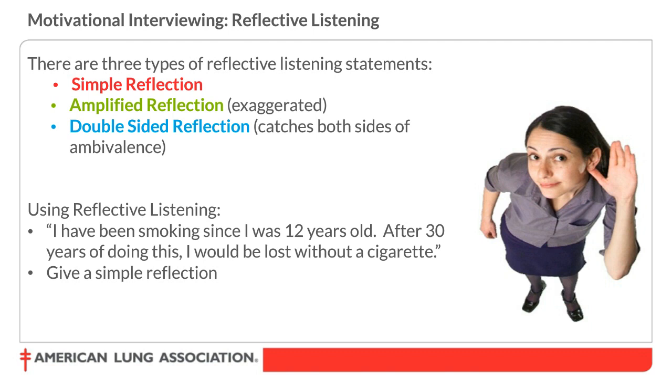There are three types of reflective listening statements: simple reflection, amplified reflection, and double-sided reflection. Simple reflection is the simplest approach to reflect a participant's statement with little or no elaboration. This acknowledges and validates what the participant has said and may elicit change talk. Amplified reflection reflects back what the participant has said in somewhat of an exaggerated form. Amplified responses must be supportive, straightforward, and matter-of-fact. Double-sided reflection captures both sides of the participant's ambivalence. It acknowledges what the participant has stated and adds to the other side of the participant's ambivalence.